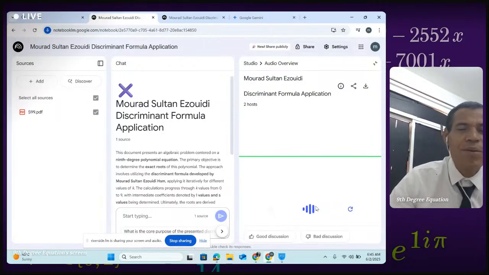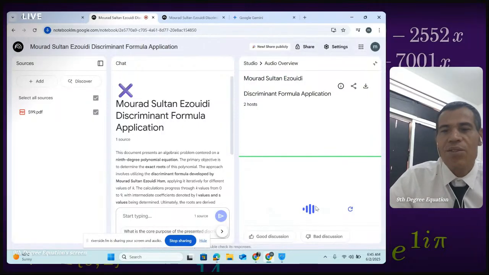It's me. If I use the method, just asking you here, in our example we applied the Ezouidi theorem and we found all the ninth coefficients of the new ninth degree from the equation. In order to find the exact roots of the original ninth degree equation, we should make a substitution. I'm going to write out: substitute x_k equal to s_k plus x divided by 9, for k from 0 to 9, and these are called the exact roots, according to Professor Sultan Ezouidi.